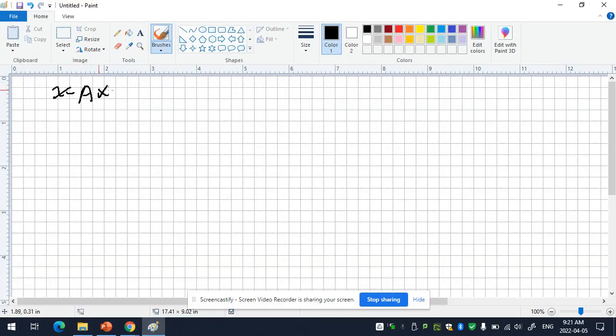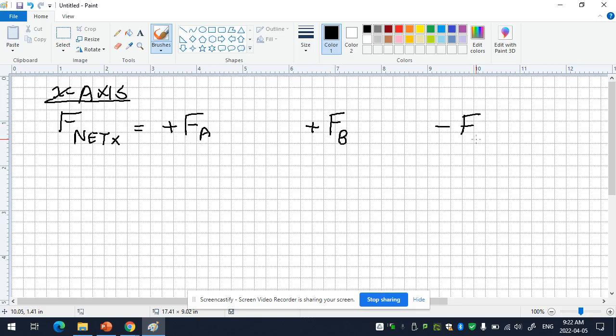X-axis. F net on the x equals positive, positive, negative. Okay. Which ones are pointing positive? A or B or C? Just the forces. Don't tell me the angles yet. Just A and B. So FA, FB, and FC is the one pointing negative.